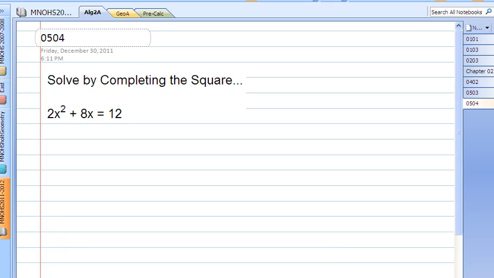So the very first thing that you want to do is try to rewrite this, make sure that it's written in the correct order, the standard form order. So I'm just going to rewrite this problem by subtracting 12 from both sides and setting it equal to 0. Now, one of the steps that you have here is that you have to get the a equal to 1. So what I'm going to do is actually divide everything by 2 because I want the first coefficient here to be 1.